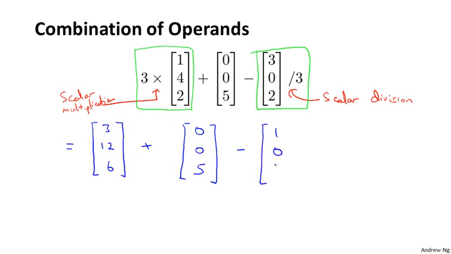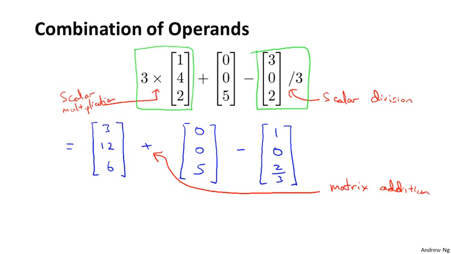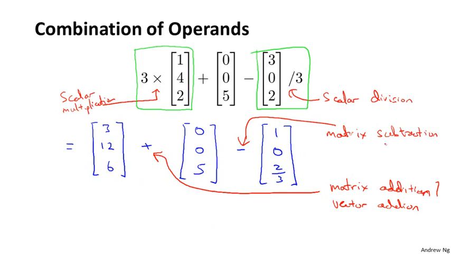minus 1, 0, 2/3. And again, just to make sure we understand what's going on here, this plus symbol is matrix addition. Or really, since these are vectors, and remember vectors are special cases of matrices, we can also call this vector addition. And this minus sign here is again matrix subtraction. But because this is a 3 by 1 matrix, this is actually a vector, so we can also call this vector subtraction.